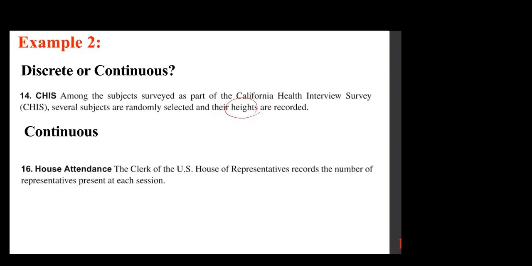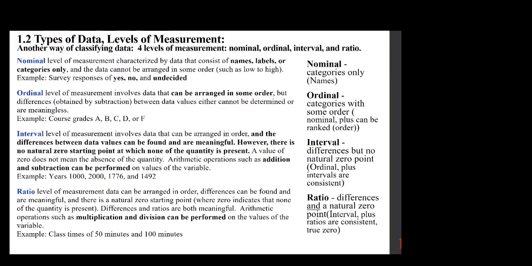So what is the next one? House attendance. The clerk of the U.S. House of Representatives records the number of representatives present at each session. And that is? Discrete. Very good. The number of representatives, you have so many, and that's countable and discrete.